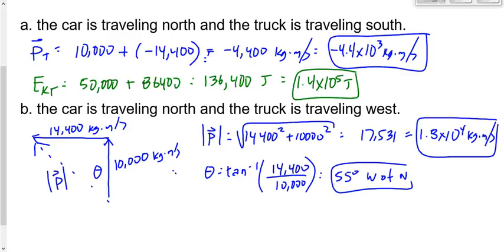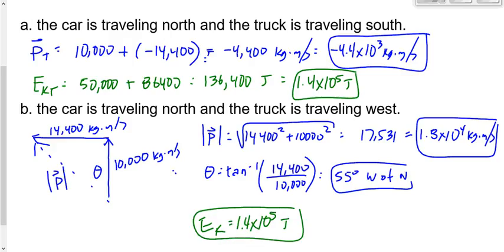Lightning fast answer before I stop for the day. What's the total kinetic energy in question B? Same as A. Why did we not have to deal with the X and the Y, the Pythagorean theorem, or anything like that for kinetic energy?